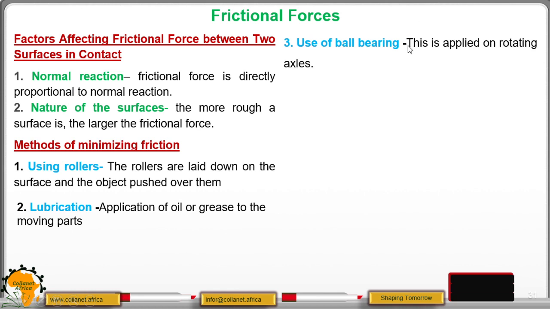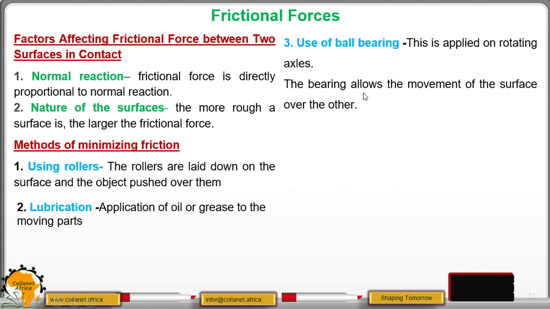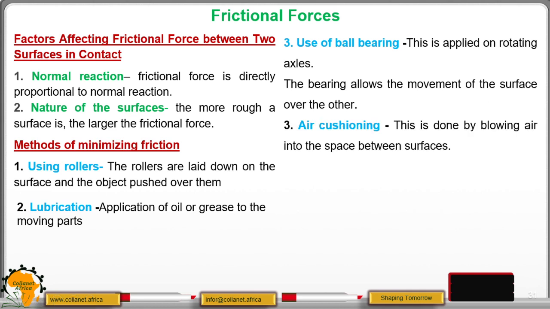Then we have the ball bearing. This one is applied on the rotating axles. Now the ball bearing allows the movement of the surface over the other. In other words, the two surfaces are not coming into contact.